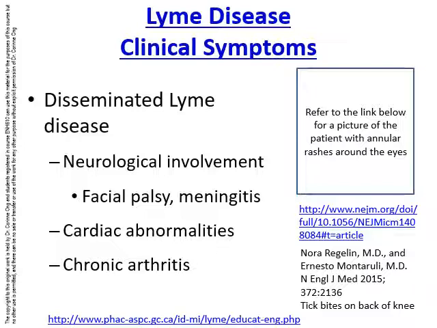unusual in young children. Multiple secondary annular rashes may also appear, such as the ones around the eyes of the boy in the picture. He was walking in a forested area 3 weeks before and was bitten by 2 ticks on the back of one of his knees.